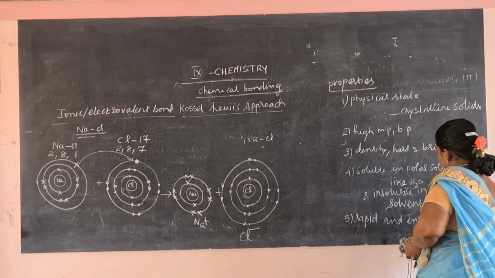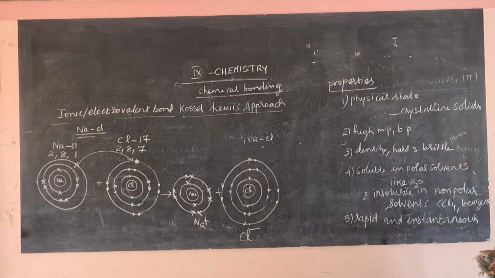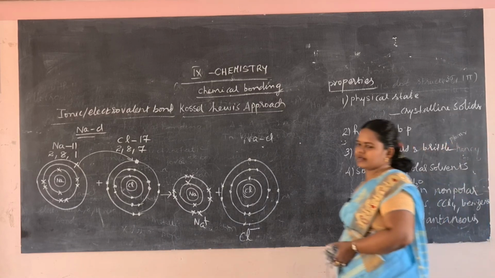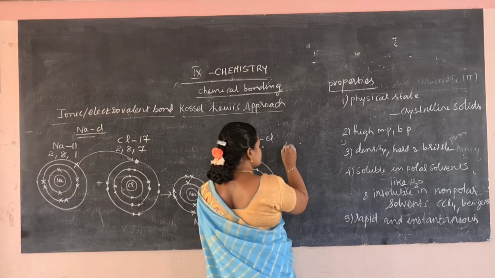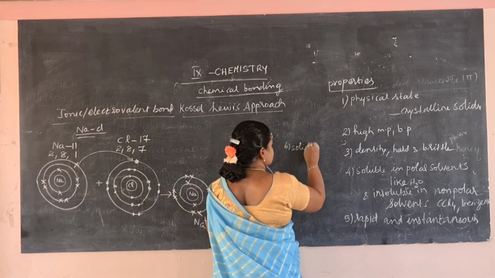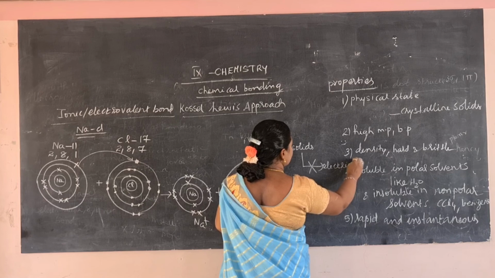Okay, so these are some of the properties of our ionic compounds. Physical state: they are crystalline solids at room temperature, high melting and boiling point, high density, hard and brittle, soluble in polar solvents like water, insoluble in non-polar solvents like carbon tetrachloride and benzene, and reactions are rapid and instantaneous. And what about electrical conductivity? In solid state it won't conduct electricity. Ionic solids won't conduct electricity.